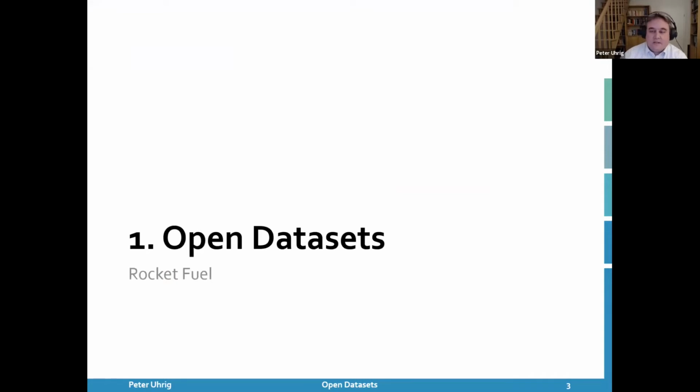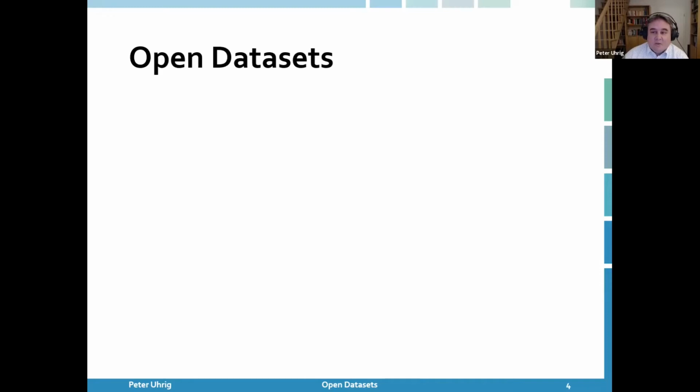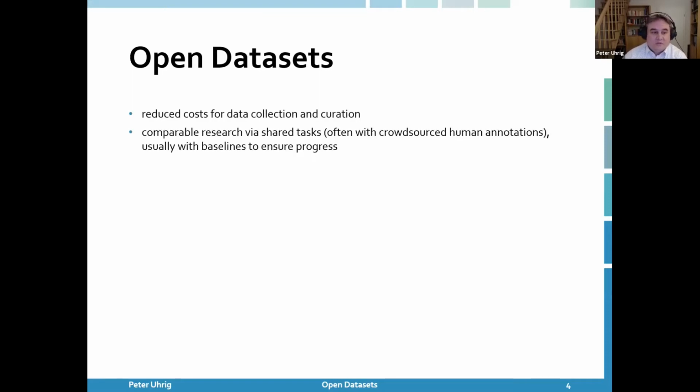Now, open data sets are the rocket fuel, at least if you pick up what Mark Turner said last week in his talk, that if machine learning is the rocket, then data are the fuel. And open data sets are exactly what science needs because, of course, they lead to reduced costs for data collection and curation and allow us to do comparable research via, for instance, shared tasks. That is something that's very common in computer science.